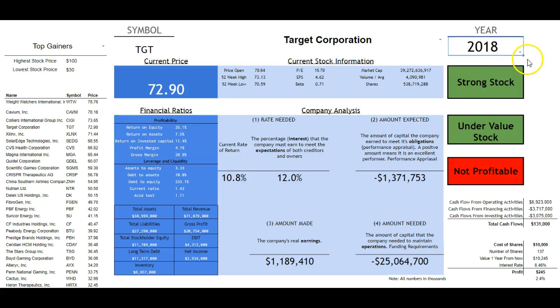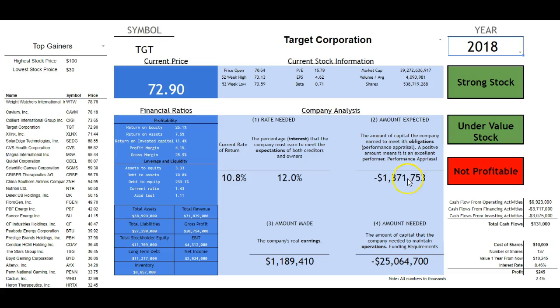Oh, they have 2018 information. So in 2018 again, the reason why they're not profitable here is because they have an amount that's expected that's a little higher. But other than that, it's a pretty good company, because they missed it by a few.